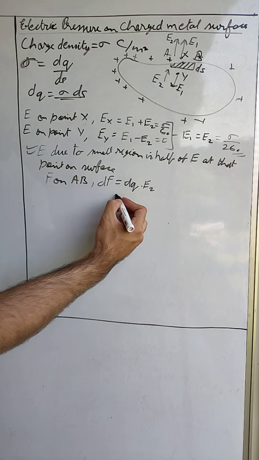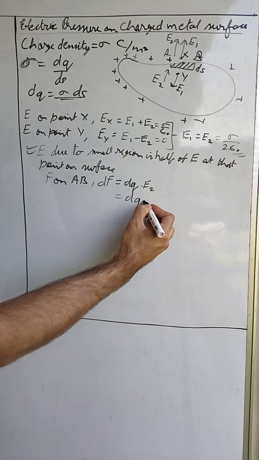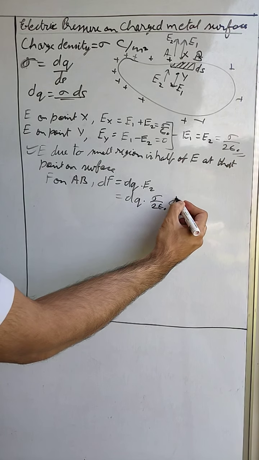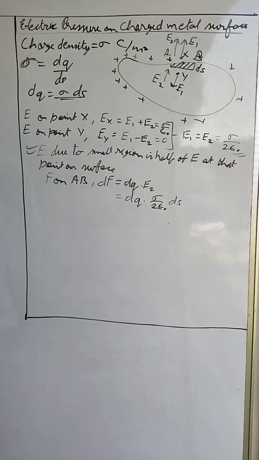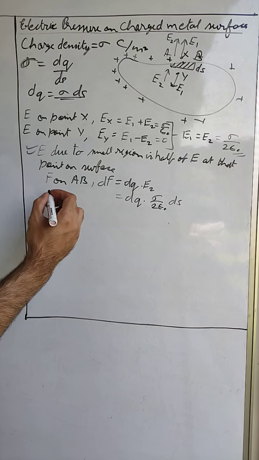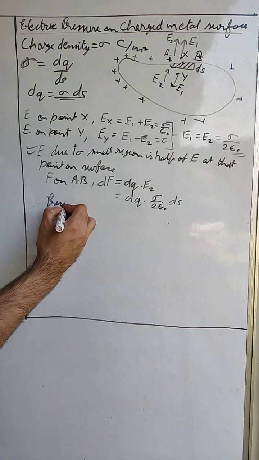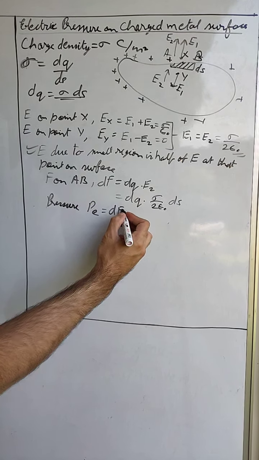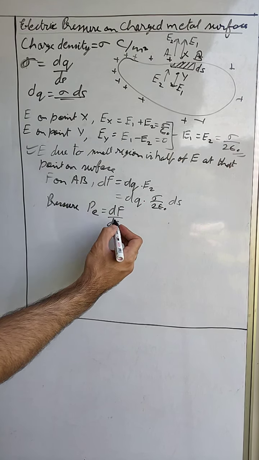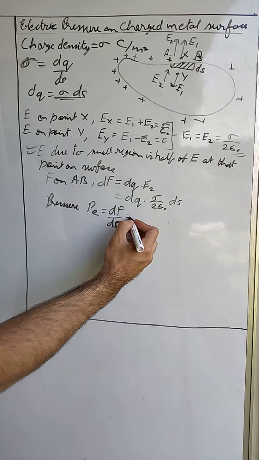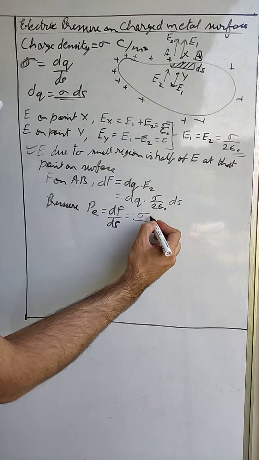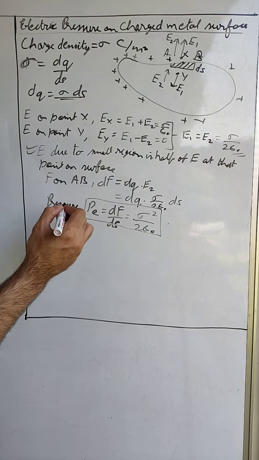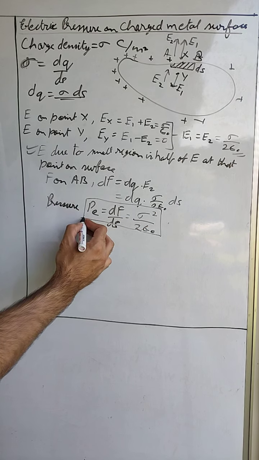Substituting the value, dF will be equal to dq into sigma upon 2 epsilon naught. Now this is the force. The electric pressure, say PE, is equal to force upon area. So in this condition it will be equal to dF upon ds, and it will come out to be sigma square upon 2 epsilon naught. So this is a very important result.